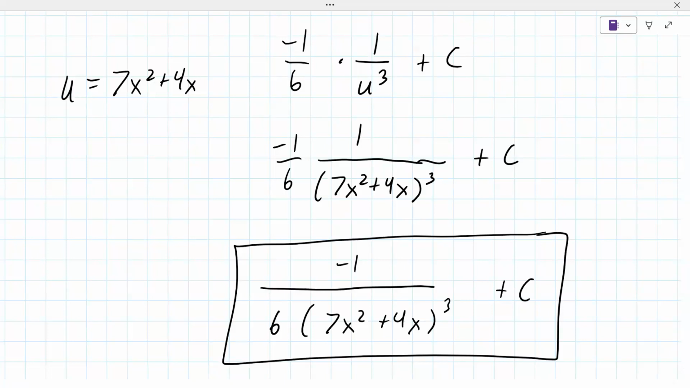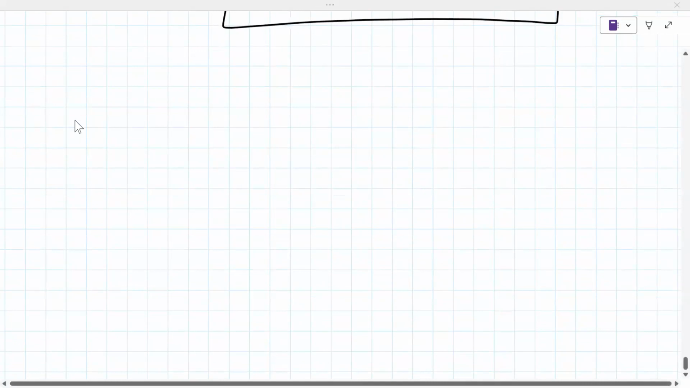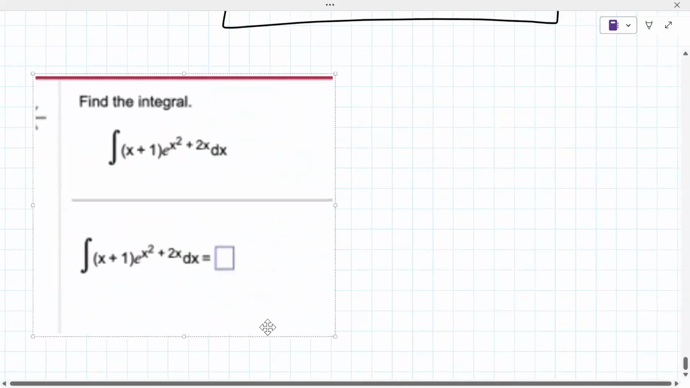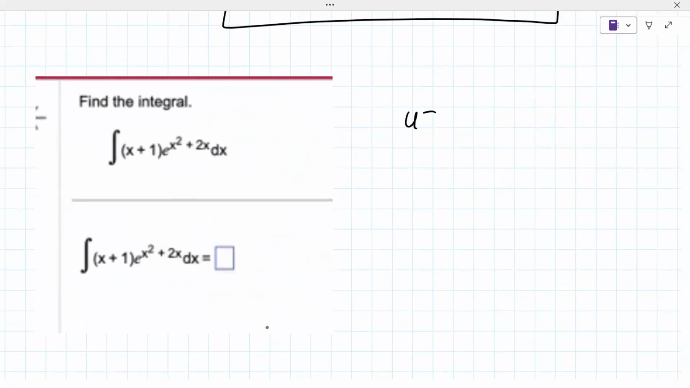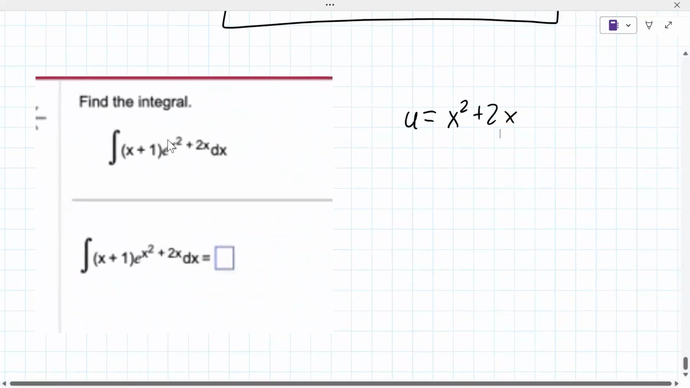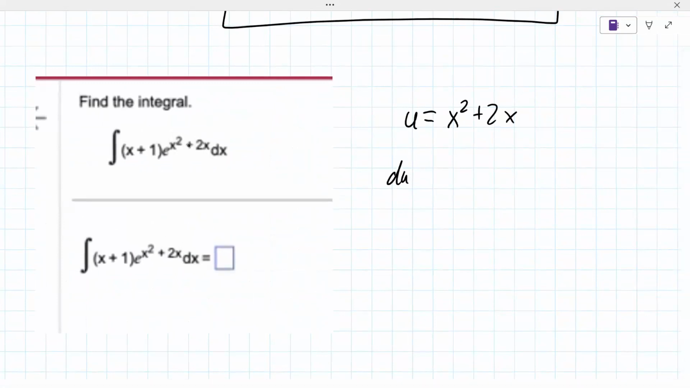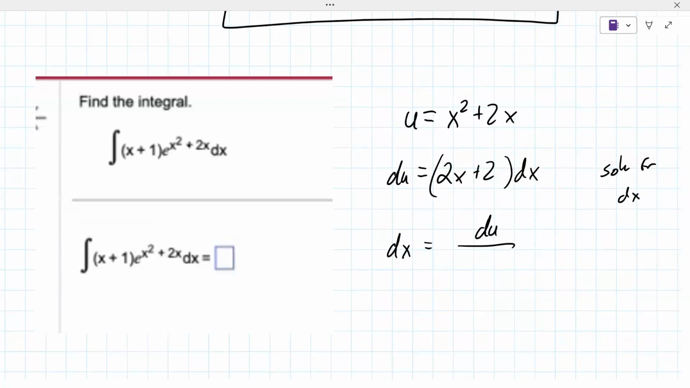Right, so on to the next one. All right, so the u in this problem is the exponent, the x squared plus 2x, the exponent of the e. The derivative here is 2x plus 2 times dx. You always solve for dx. Dx is du divided by 2x plus 2.